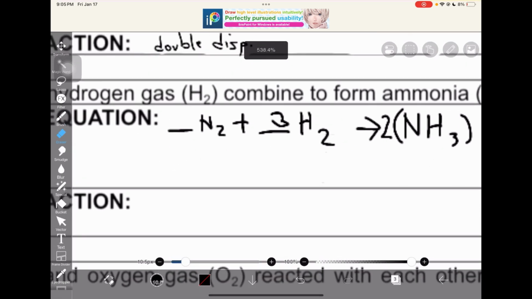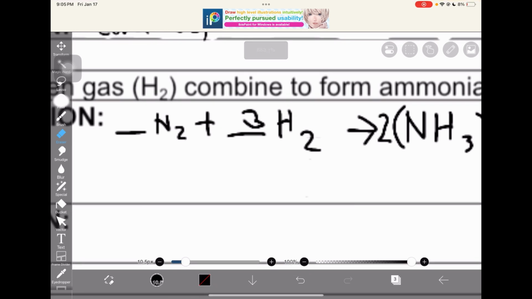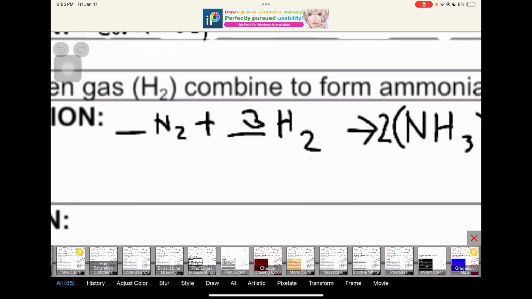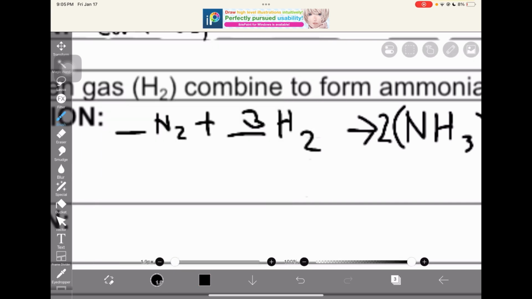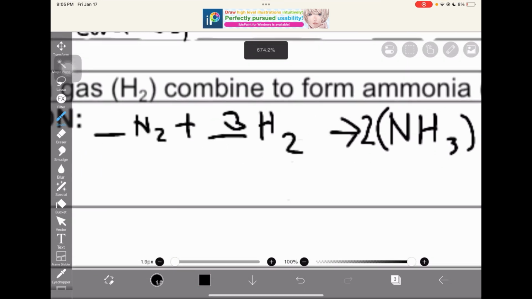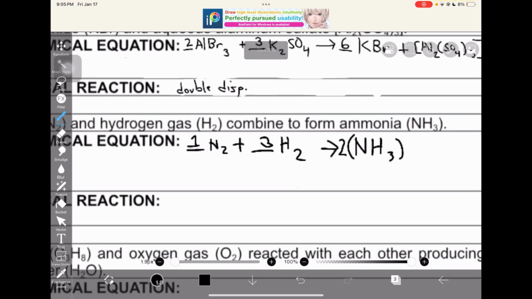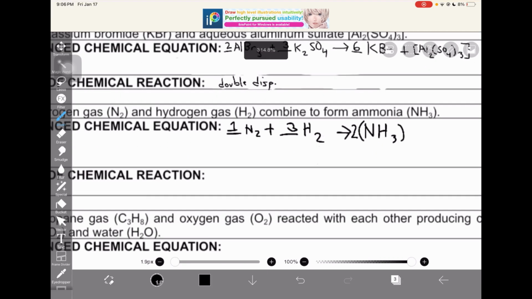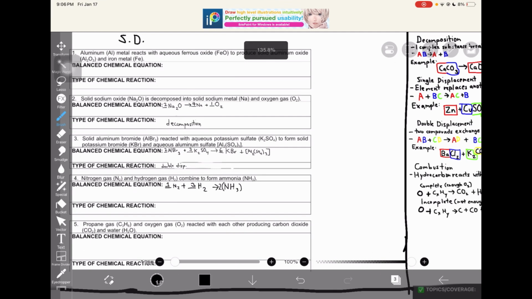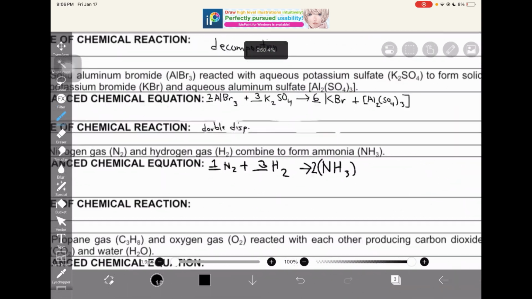From there, we'll erase this. Then now we have to supply the 2 nitrogen that we have here. Thankfully, it's balanced, so it's just 1 and 2. So 1 N2 plus 3H2 is equal to 2 NH3. And I'm not so sure if it's obvious, but it's actually just an example of combination.